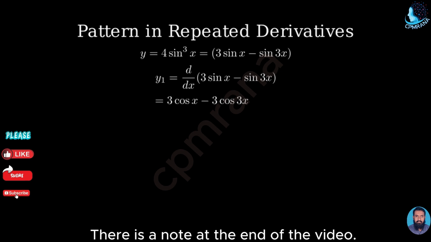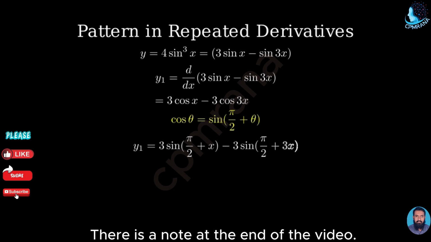Taking the first derivative with respect to x, we get y1 equals 3 cosine x minus 3 cosine 3x. Now, here's where it gets interesting. We can rewrite this using the trigonometric identity that cosine theta equals sine of theta plus pi over 2. Let's visualize how this pattern develops.